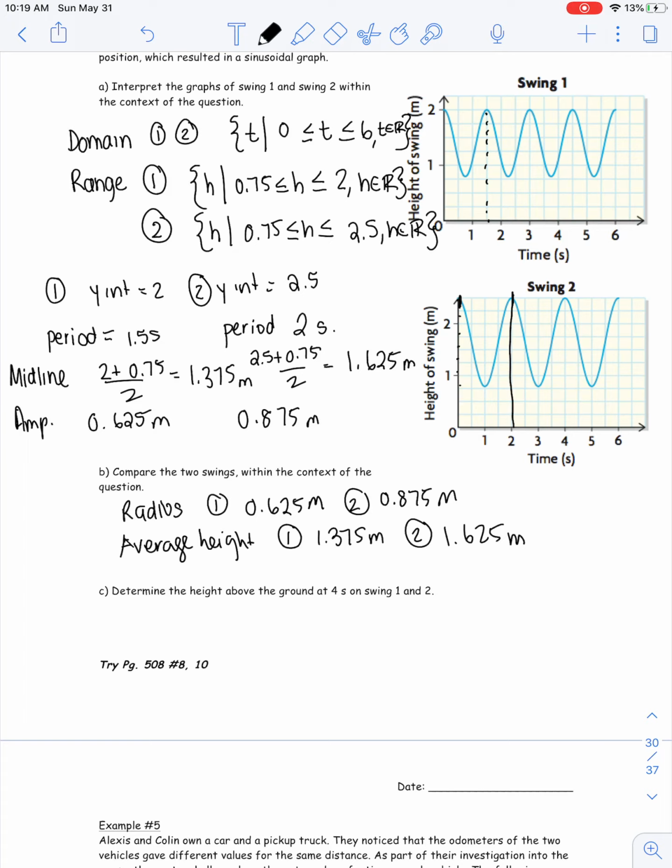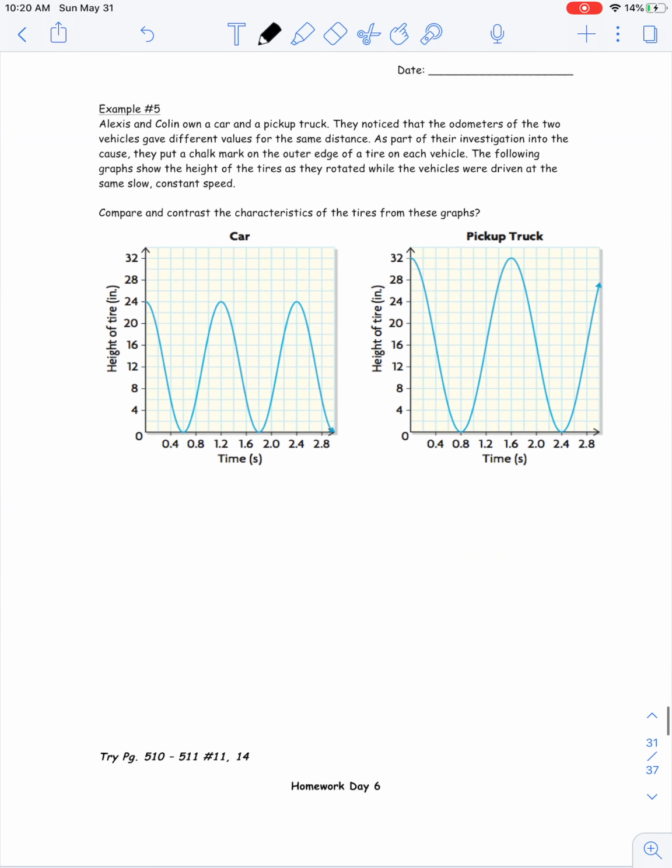Now we want to find out what was the height above the ground for swing 1 and swing 2 for 4 seconds. So we're going to use our graphs and look at 4 seconds. You're going to mark off where 4 seconds are and approximate what the swing 1 was. So the height above the ground for swing 1 would have been about 1 meter. And for swing 2, it's the highest height, which was 2.5 meters. So that's just using the graph. This is the height at 4 seconds for both of the swings.